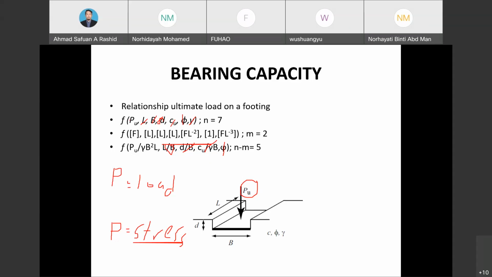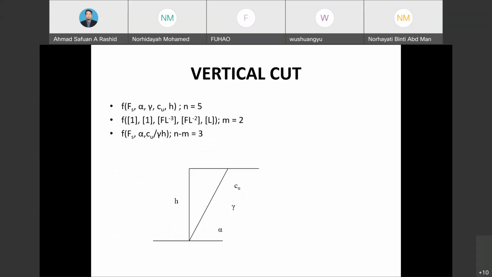There are no true or false. Okay. But in the end, as long as you solve the problems, you derive all the equations, and all the parameters are based on the theory, so there will be no issue. Okay. So the last one is the vertical cuts.